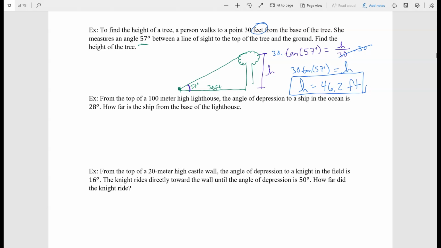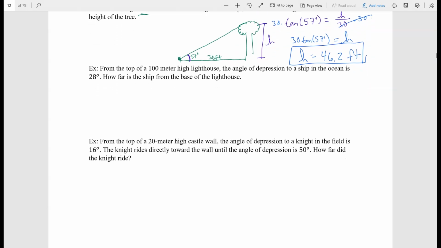Okay, so now let's do this next problem. From the top of a 100 meter high lighthouse, the angle of depression to a ship in the ocean is 28 degrees. How far is the ship from the base of the lighthouse?